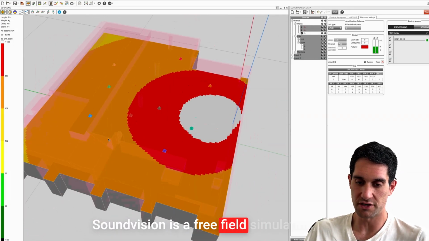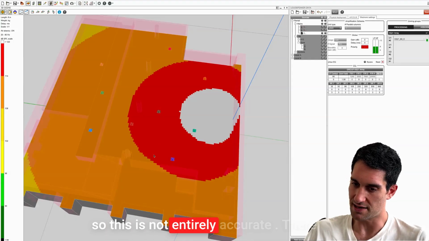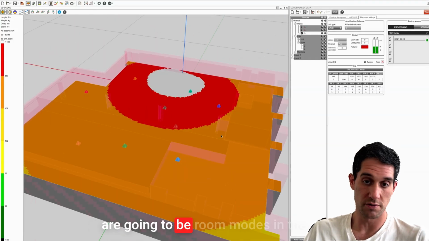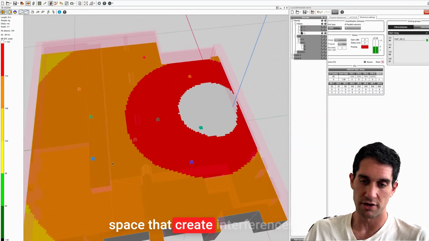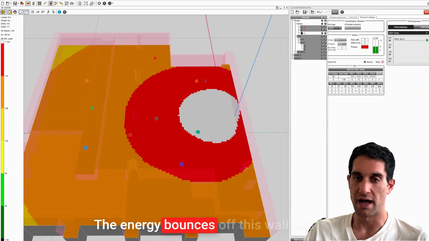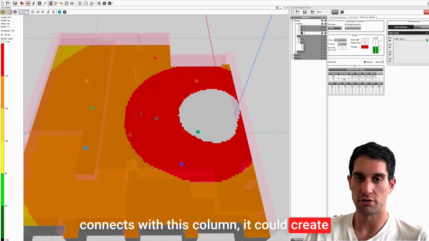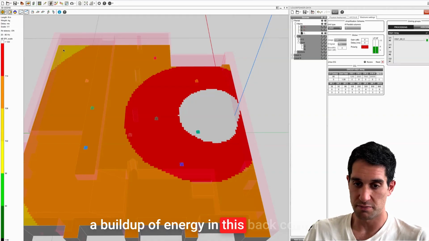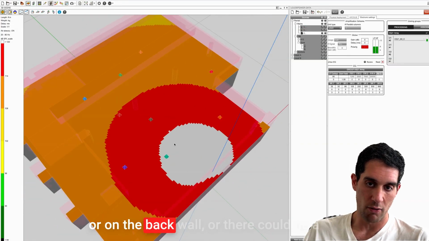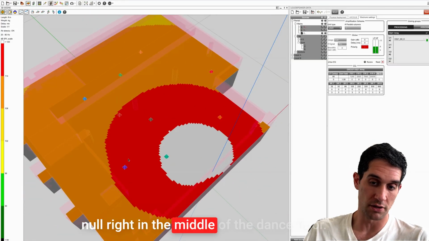Soundvision is a free field simulation, so this is not entirely accurate. There are going to be room modes in the space that create interferences. The energy bounces off this wall and connects with this column. It could create a buildup of energy in this back corner or on the back wall, or there could be a null right in the middle of the dance floor.